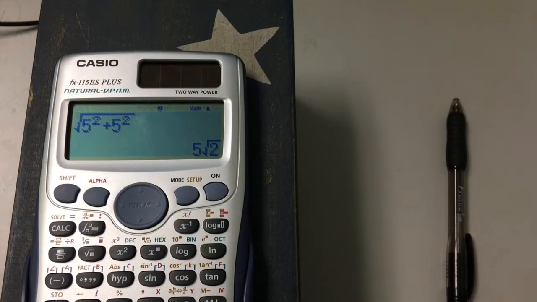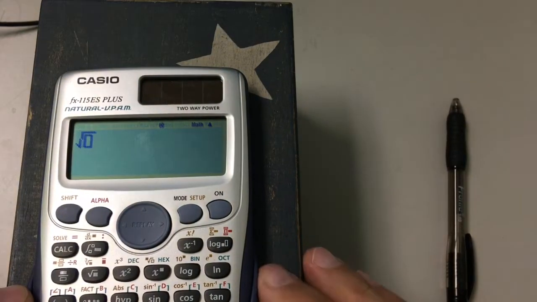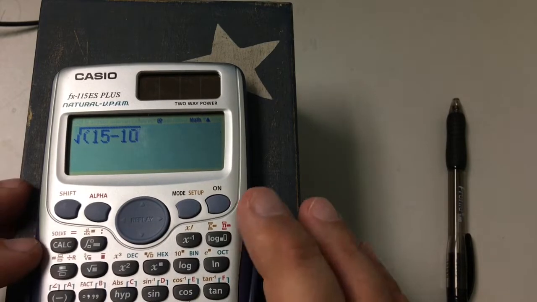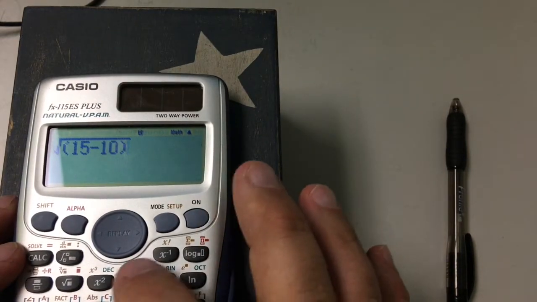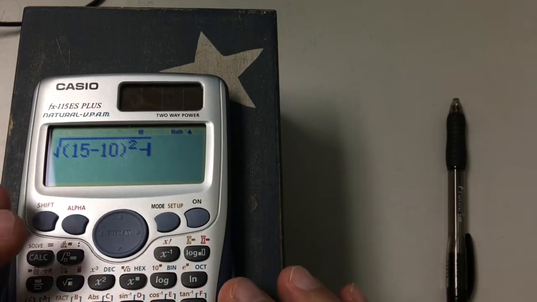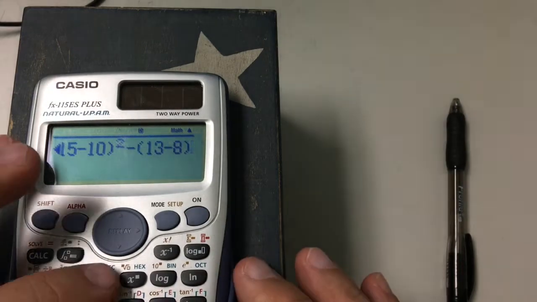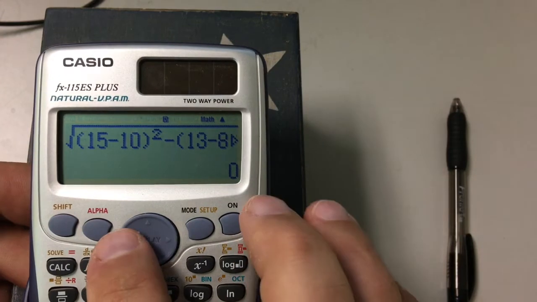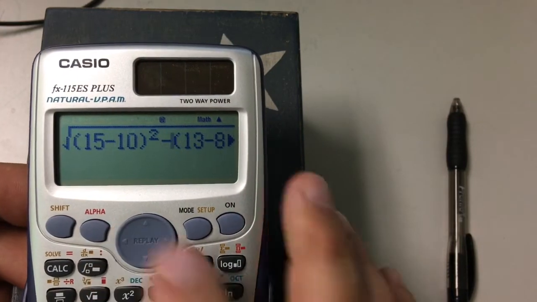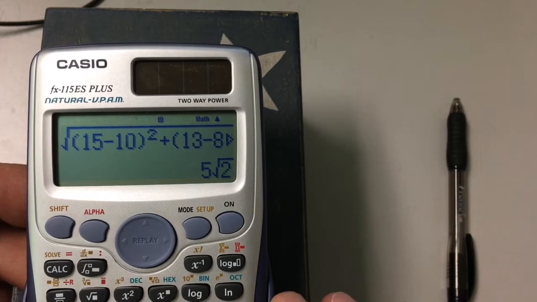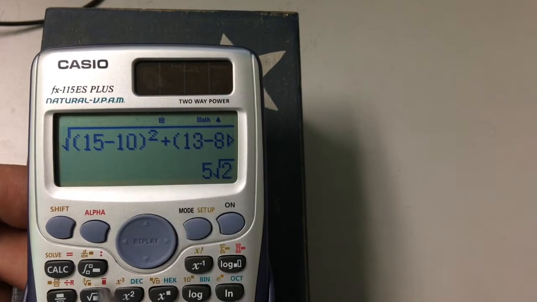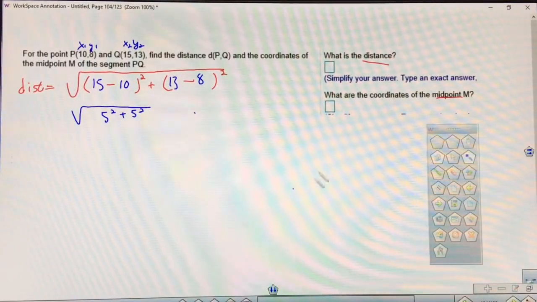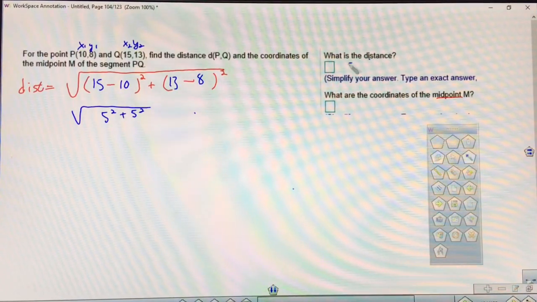I could have actually entered in the original equation, and it would have broken it down for me. The original equation is a little bit tougher. You have to hit the parentheses, and then 15 minus 10. You have to be really diligent. Close the parentheses. Square it. Don't forget to square it. Minus, open parentheses, 13 minus 8. Close the parentheses and square it. And now it barely even shows up in the screen, but when I hit equals, I'm supposed to hit plus in the middle. That's a plus sign there. And notice now I get the 5 root 2. And a lot of times you can find out your error just by back arrowing into the problem using this mouse pad. So the actual distance was 5 root 2.